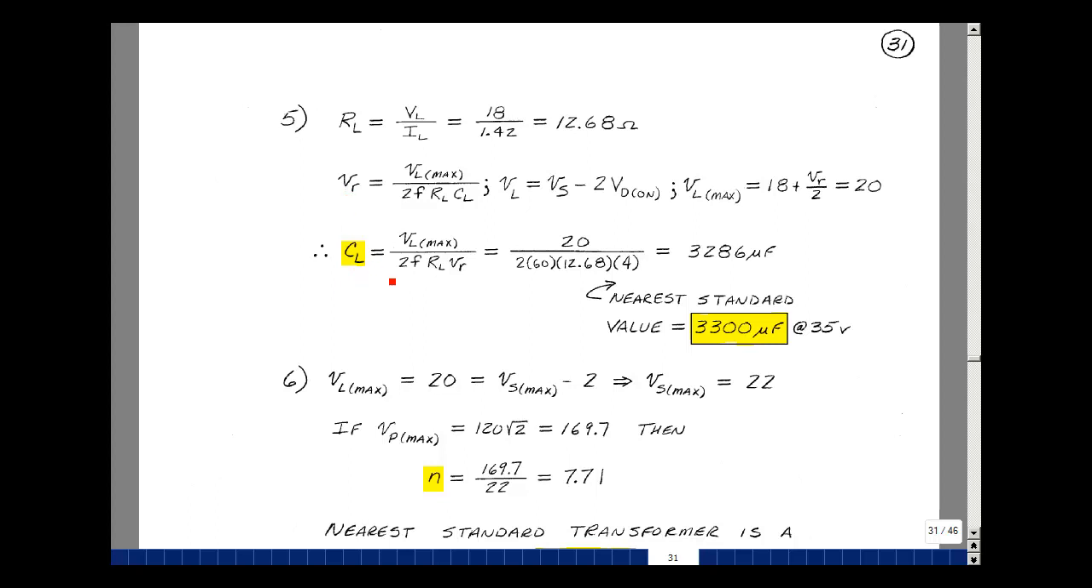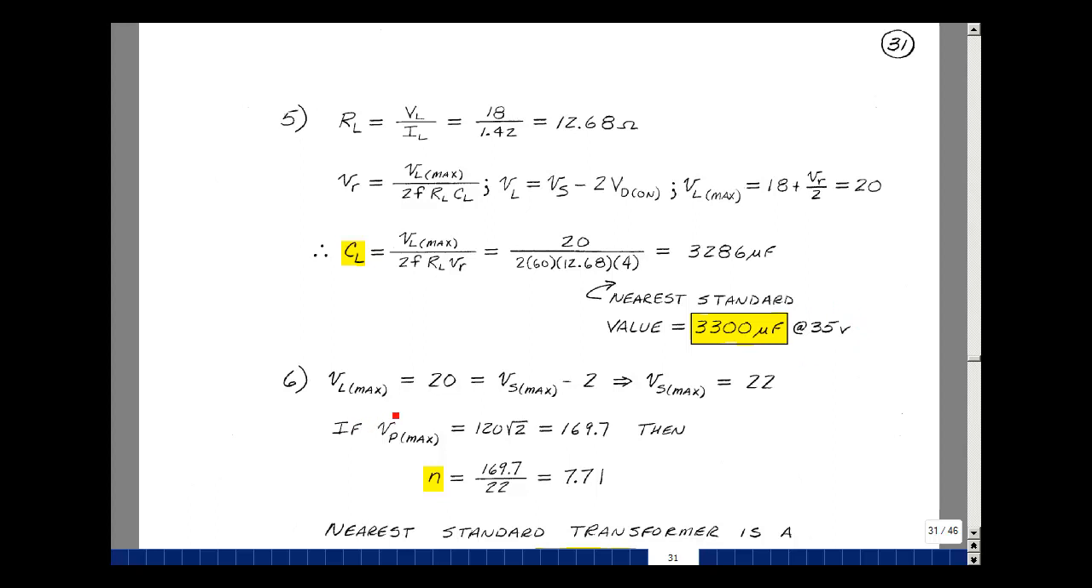Bring that over here, bring that over here. V sub L max over twice F R sub L and the ripple voltage: 20 volts, twice 60 hertz, 12.68 ohms, and then 4 volts peak to peak. We get 3,286 microfarads. And the nearest standard capacitor is 3,300 microfarads at a rating of 35 volts. Our voltage can be around 18 volts, going up to 20, so this will be more than enough.